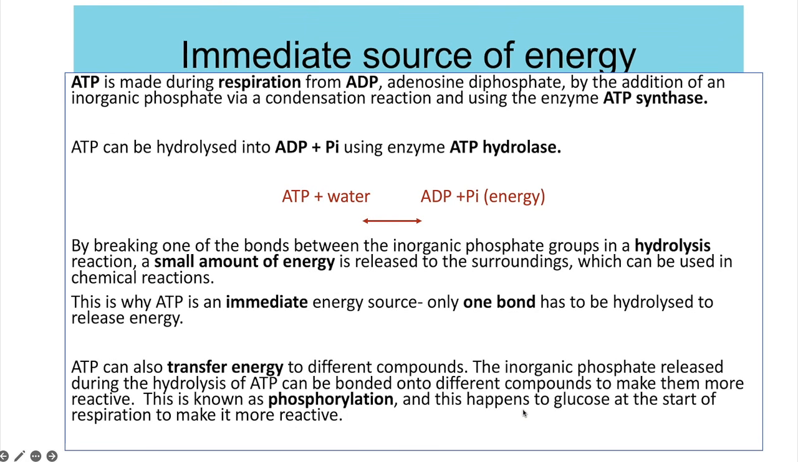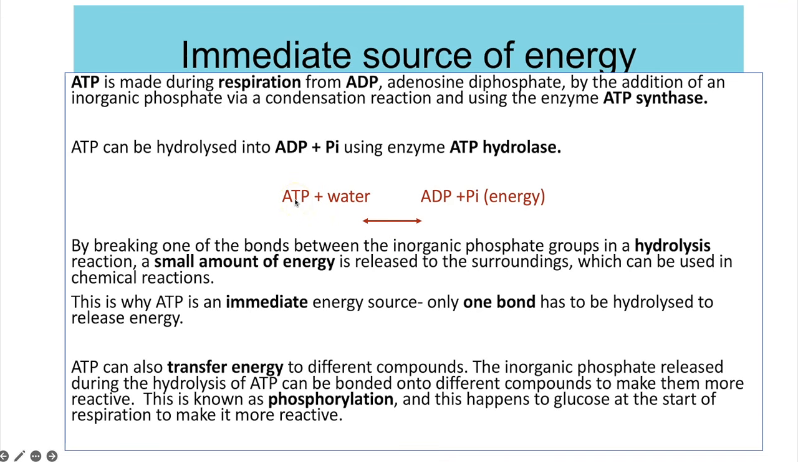So a bit more about ATP then. We've looked at the structure, now we're going to look at the creation and hydrolysis of it. ATP is made during respiration from ADP, which is adenosine diphosphate, by the addition of an extra inorganic phosphate. That's a condensation reaction using the enzyme ATP synthase. That's what we can see here: ADP plus Pi results in the production of ATP plus water. It's a condensation reaction, so that's why we've got plus water. Water's been removed. This is a reversible reaction.